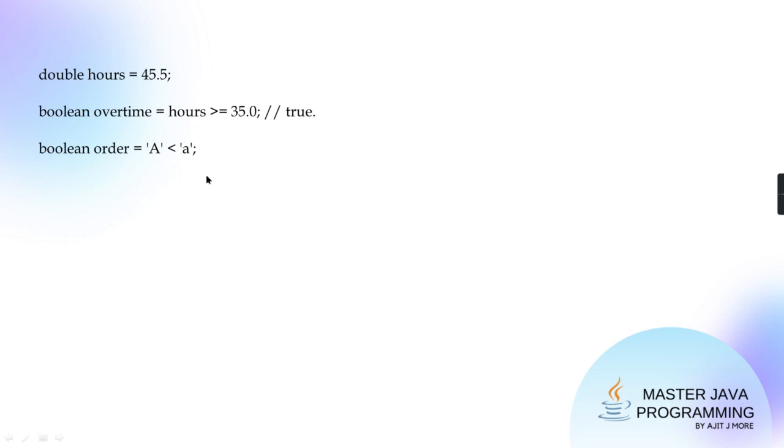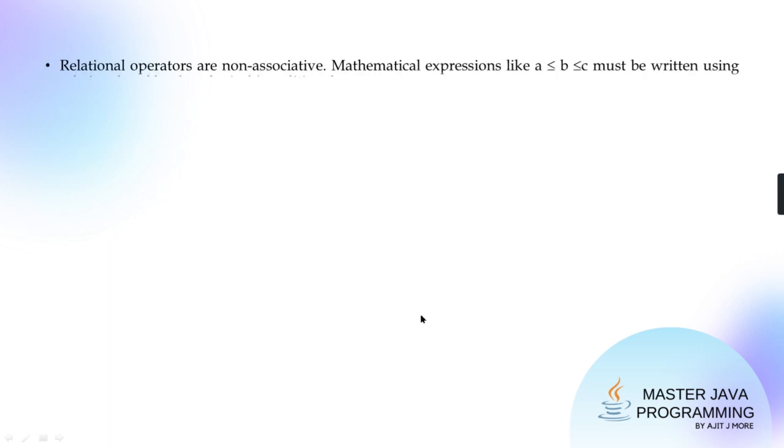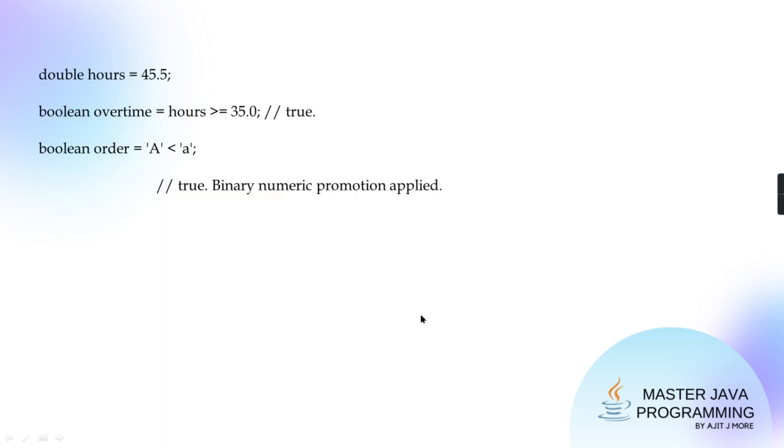Single quote A, is it a character? Think again, and then tell me, guys. Yes, because single quote A is a character. Single quote small a is a character. It is a character data type, and therefore before comparison that character is promoted to integer, and then the comparison is done. The answer is true, and binary numeric promotions are applied. Agreed? Is it clear to you?